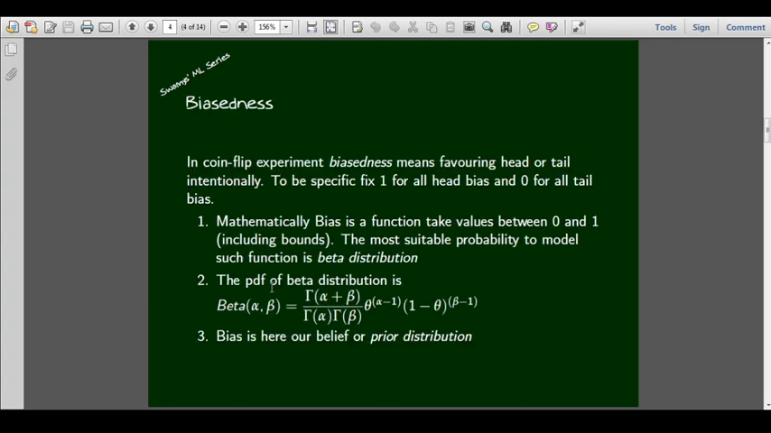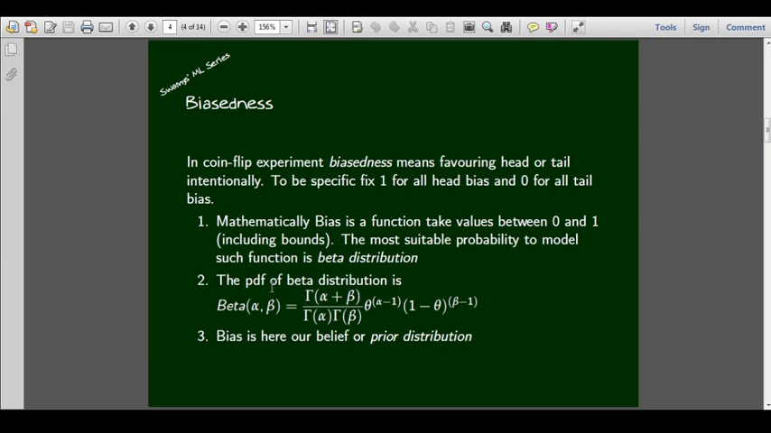First of all, we are going to model biasness. We know biasness means some favorability to either get one option or some other option. In the case of coin flip experiment, there are only two possibilities, like getting head or tail. So I am more interested in head. If the experiment most of the time favor head, then that coin is said to be biased. If the chance for getting head and tail are almost same, then we can say that it is unbiased.